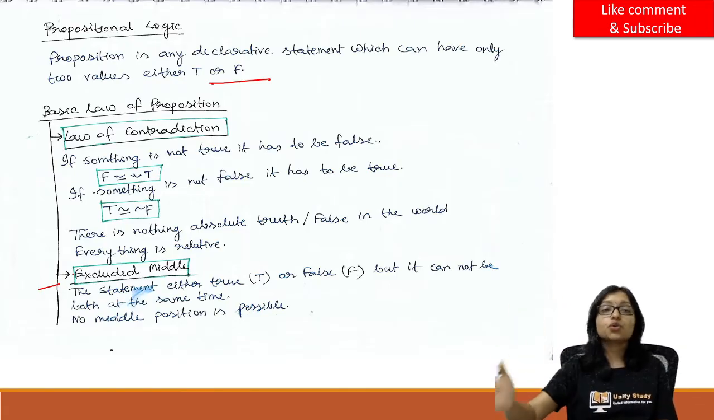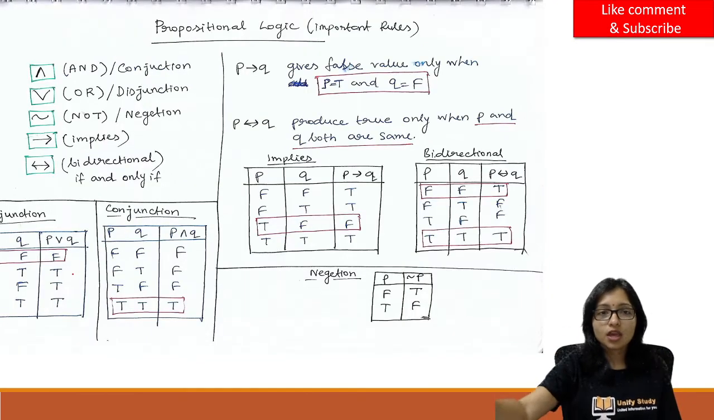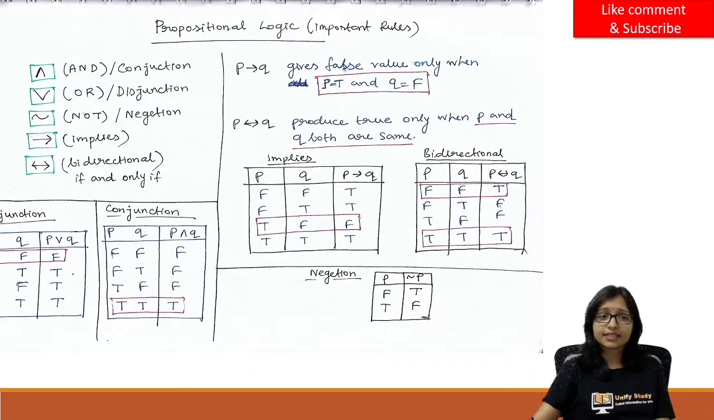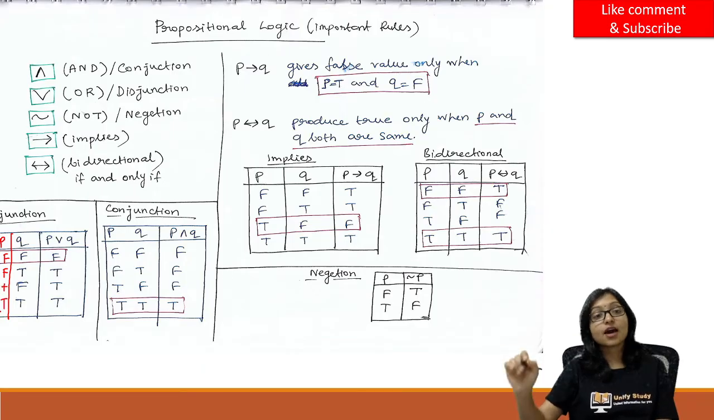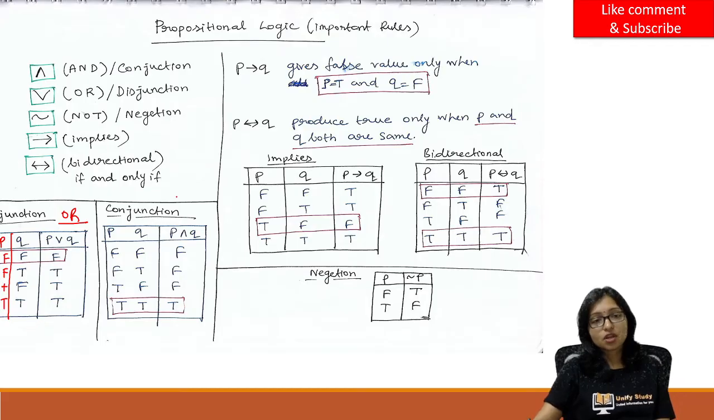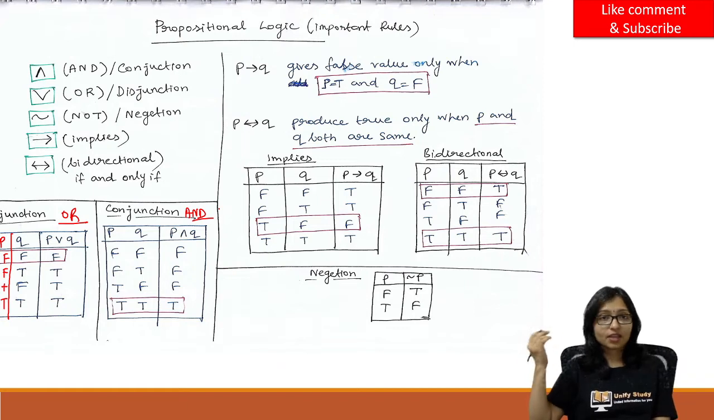Not false means true, not true means false. And here are some tables we have to remember, and these tables are actually related to digital logic also. The same things are here. 0, 0, 0, 1, 1, 0 and 1, 1. That is the OR. OR means disjunction. AND means conjunction. This is the AND table for P and Q.